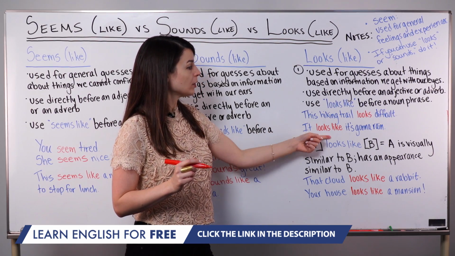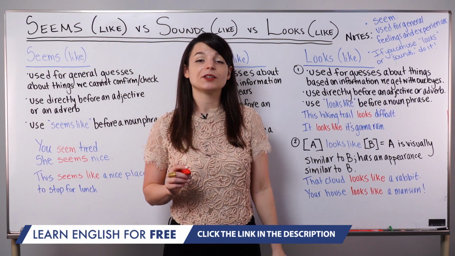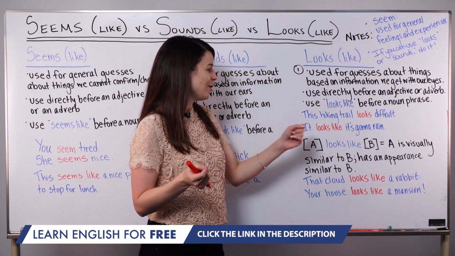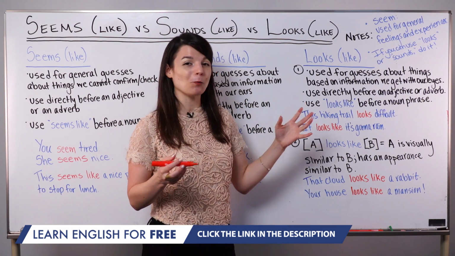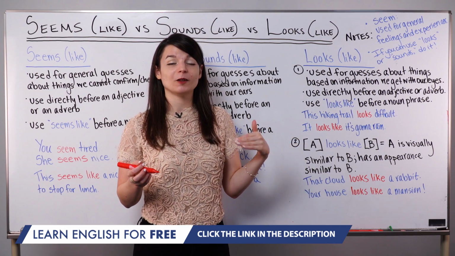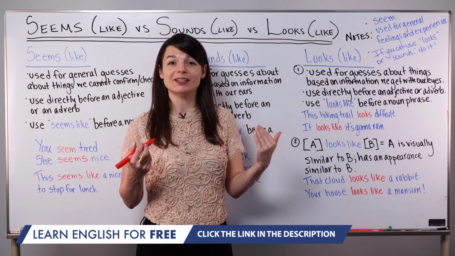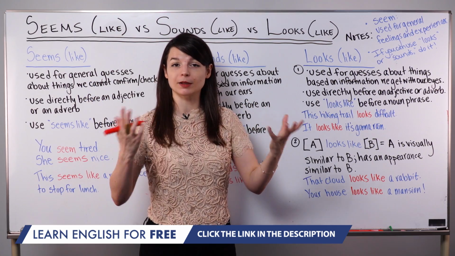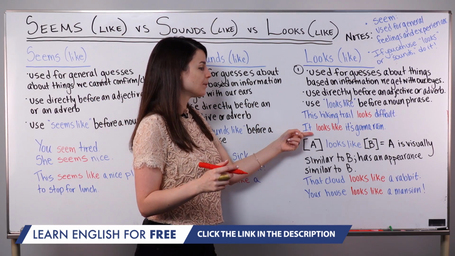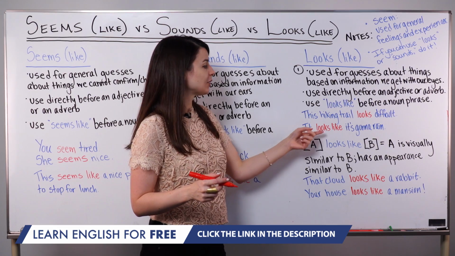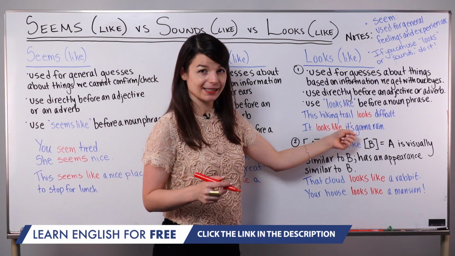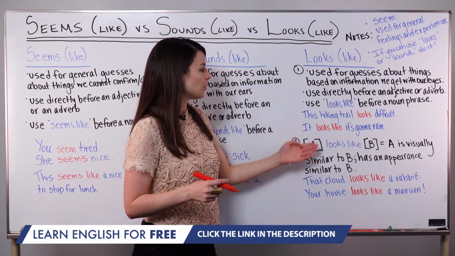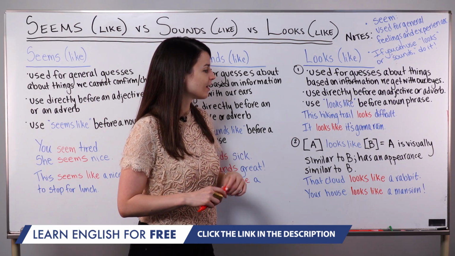So it looks like it's gonna rain. This is actually a very common way to express a weather prediction. So it looks like it's gonna rain, or it looks like it's gonna snow, or it looks like it's gonna clear up. So clear up means become clear. So we use it to talk about the weather. Here, it is our noun phrase. So looks like is the expression we use.